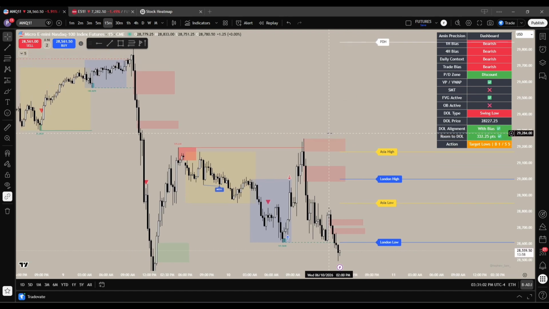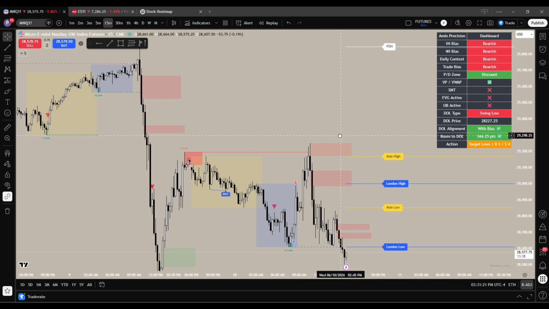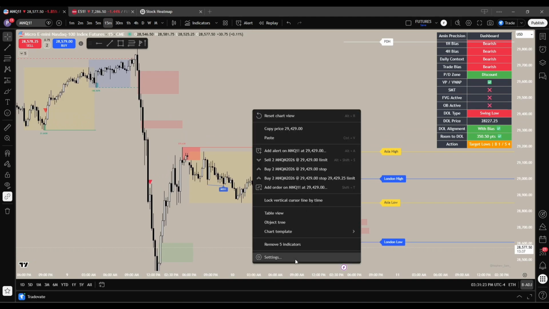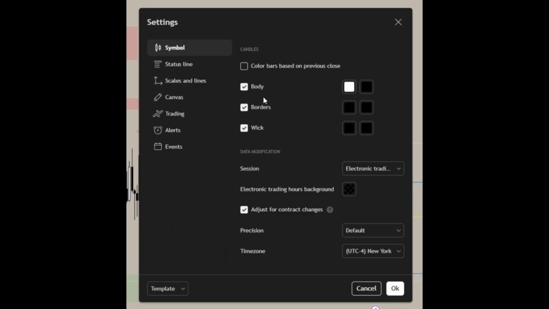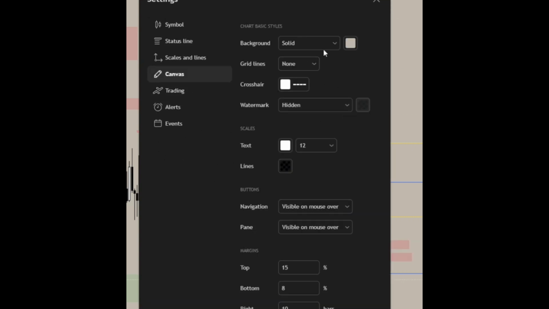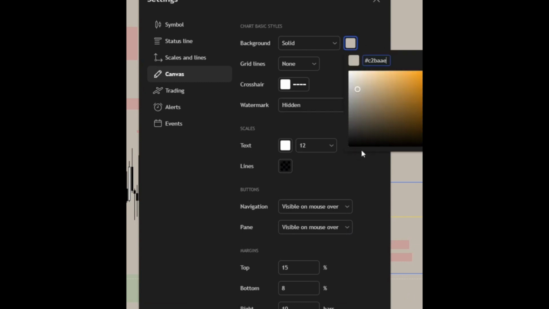So I use a cleaner black and white setup to make price look more neutral. It helps me focus on structure, liquidity, and confirmation instead of reacting emotionally to every candle. Okay, with that being said, here are my chart colors. It's basically only the body is white and everything else is black. And then for the canvas, my background, I keep it this color. Let's see. This is the code if you guys want to copy it.